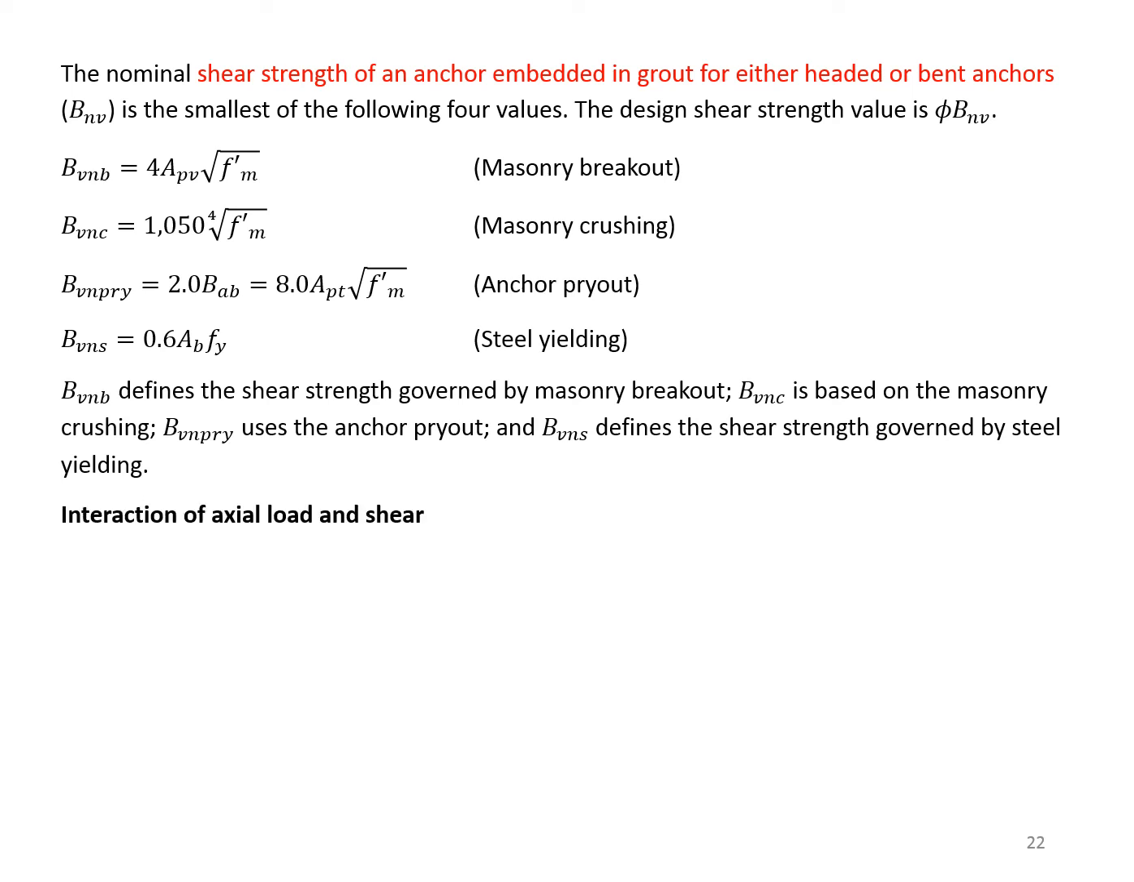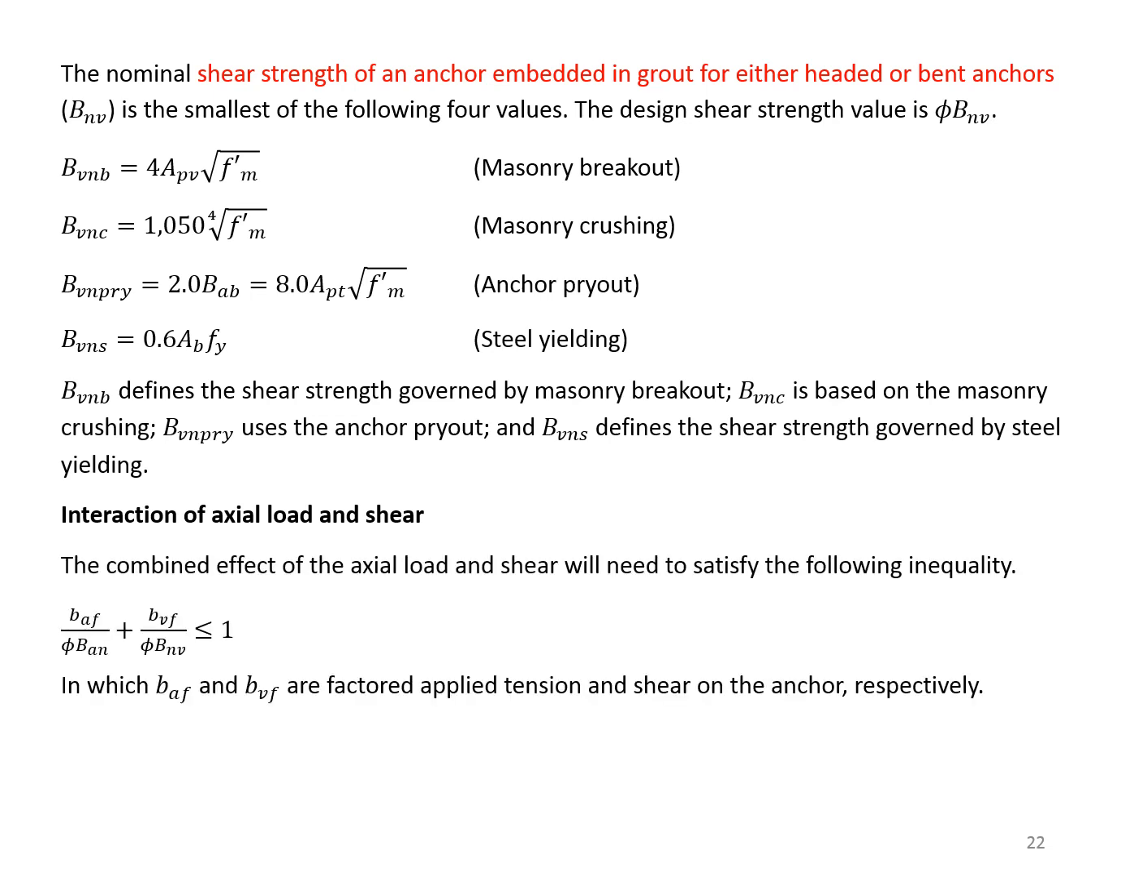Interaction of axial load and shear. The combined effect of the axial load and shear will need to satisfy the following inequality. Notice that in this interaction equation, in the numerator the factored load is used, and in the denominator, the factored resistance is applied. As explained, BAF and BVF are factored applied tension and shear on the anchor respectively. Now, in regard to the resistance reduction factor, phi is taken as 0.9 for tension and 0.8 for shear.